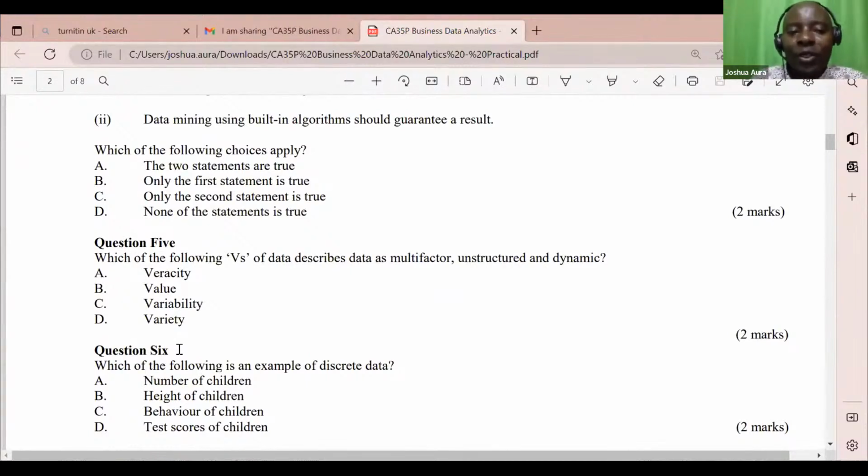Which of the following V's of data describes data as multi-factor and structured dynamic? I taught you this concept on Monday. The 5 V's, I hope you remember them. This multi-factor, is it veracity? Veracity is about truthfulness, faithful representation. Is it about value? Variability? Variety?